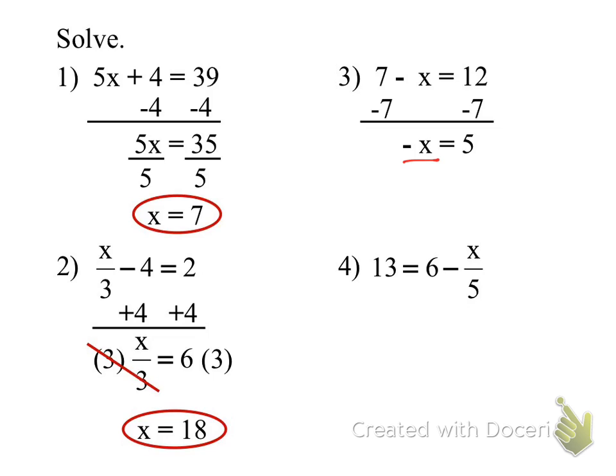I have to divide by negative 1, divide by negative 1, and x equals negative 5. Now, we do have one other option. Only with negative 1 does this work. If it were negative 2x, it wouldn't work. Only when there's a negative before the variable. That really means the opposite of x equals 5.